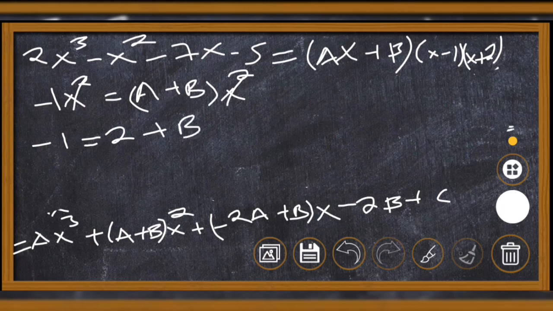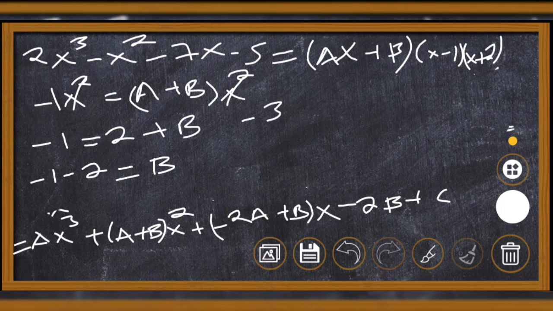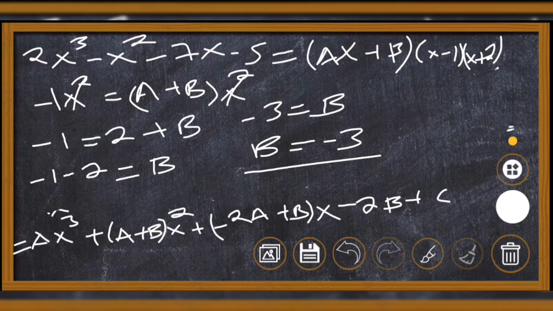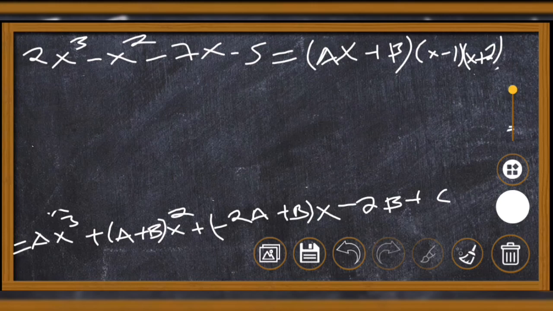So we can take this 2 to the left side. We are going to have negative 1 minus 2, which gives negative 3 equals b. So our value of b is negative 3. Let's also keep this information so that we go and find the other values. Let me wrap this part since we are done with it.